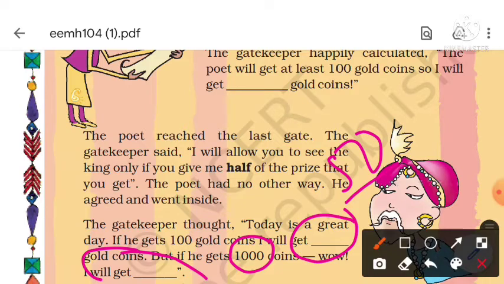So half of 1000 will be 500. Okay, so if the poet gets 100 gold coins, the gatekeeper will have half of it, that means 50 gold coins. If the poet gets 1000 coins, then the last gatekeeper will get half of it, that means 500 coins.